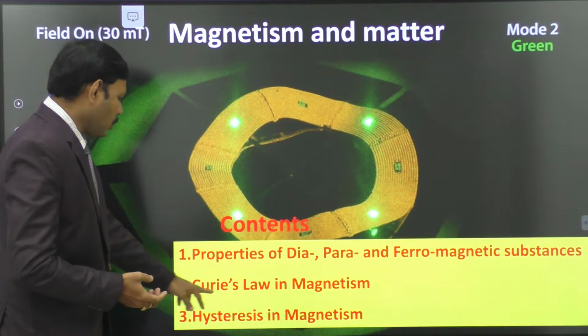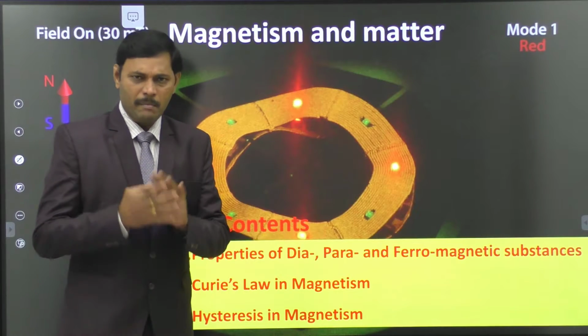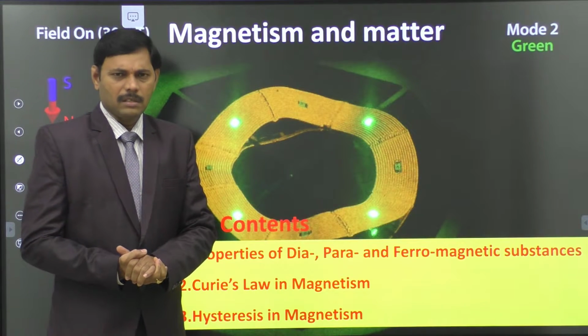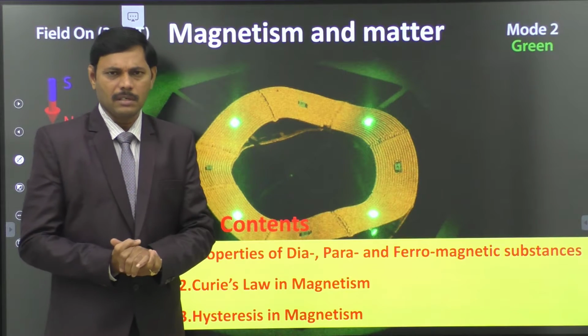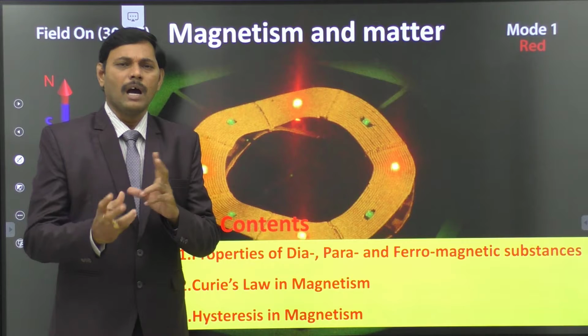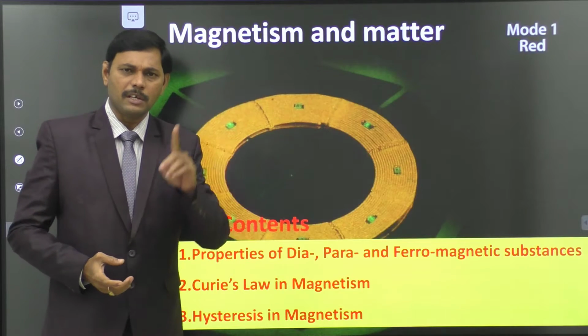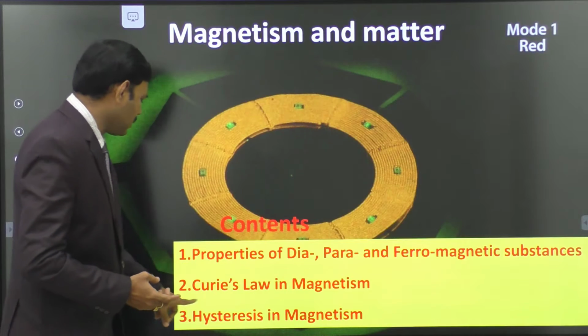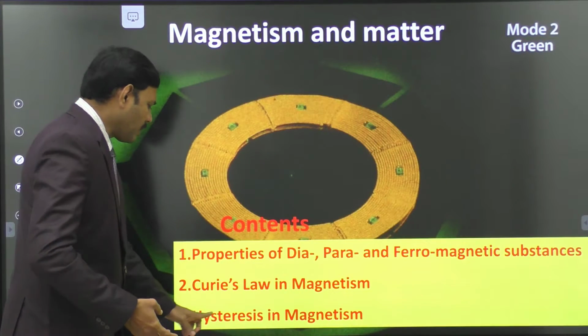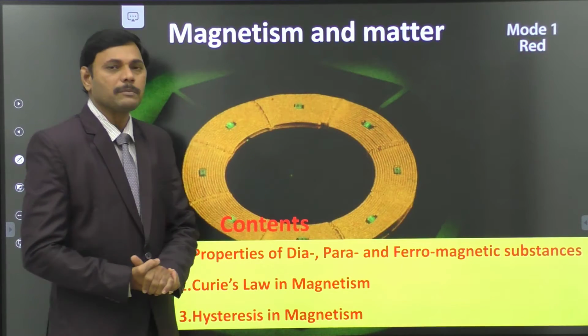And next one, Curie's law. The magnetic property of these substances changes with temperature. How the magnetism of a paramagnetic substance is related to temperature is described in Curie's law in magnetism, that is the second content. And next one is the hysteresis in magnetism.